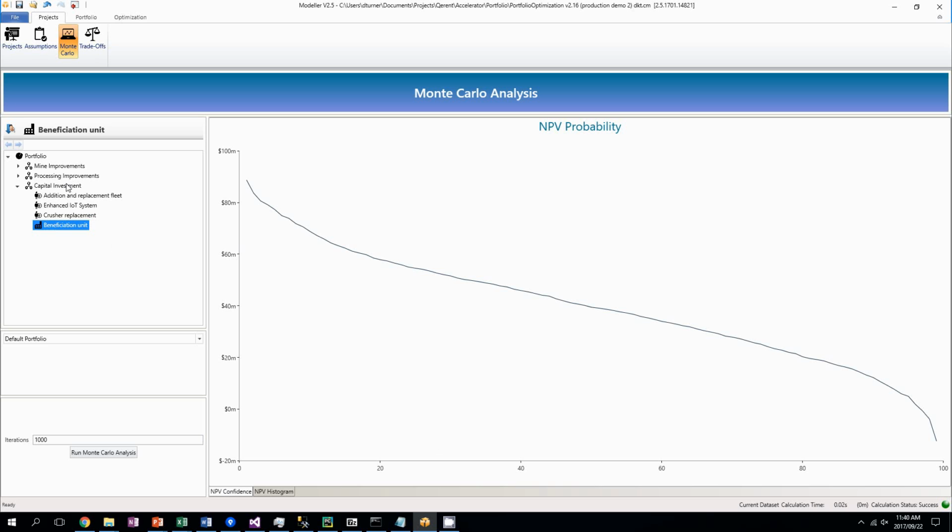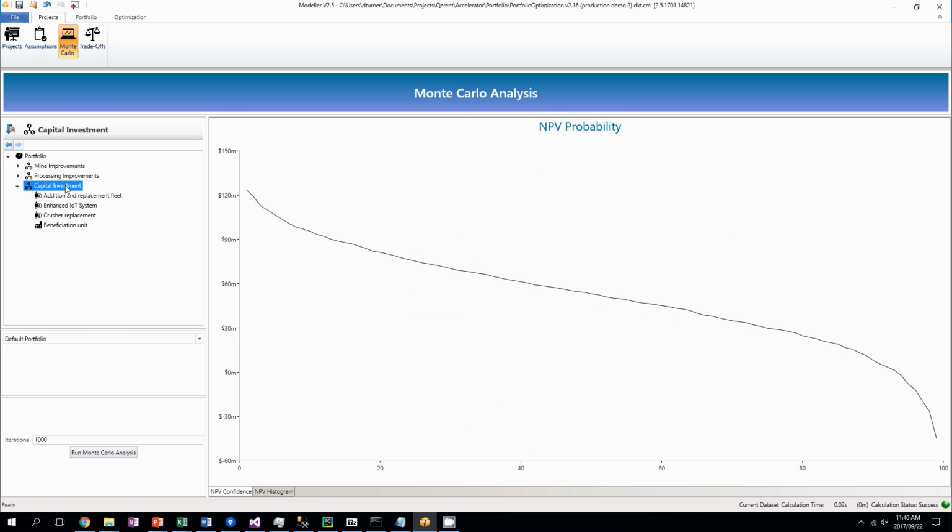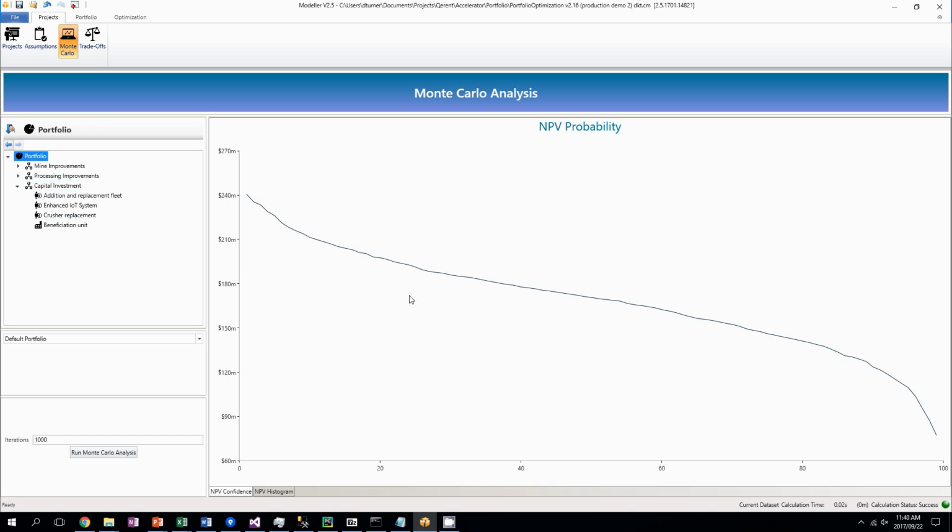And you can also look at the same histograms and probability charts at the level of a group of projects and for the portfolio as a whole. So in our case, our portfolio could be anywhere between $240 and $90 million. But the most likely value is somewhere around the $200 million mark.